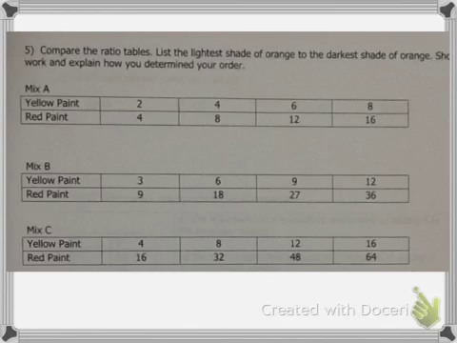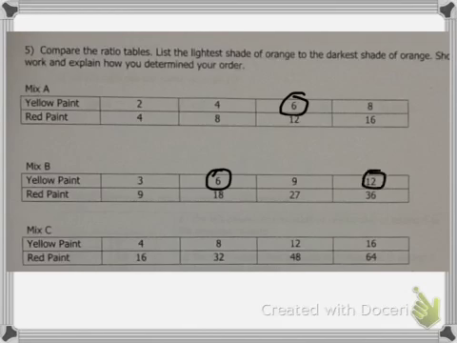Question 5. Compare the ratio tables. List the lightest shade of orange to the darkest shade of orange. Show work and explain how you determined your order. Well, I'm going to look for the multiplicative relationship because if I'm looking at my tables, there are some common pieces of 6 yellows for A and B, but I don't have a 6 in mix C.